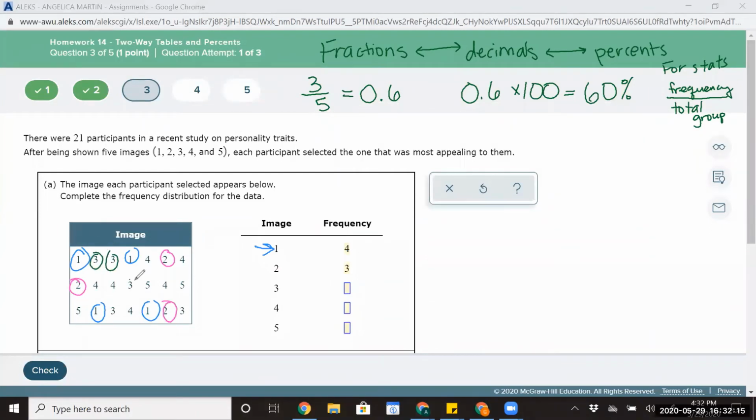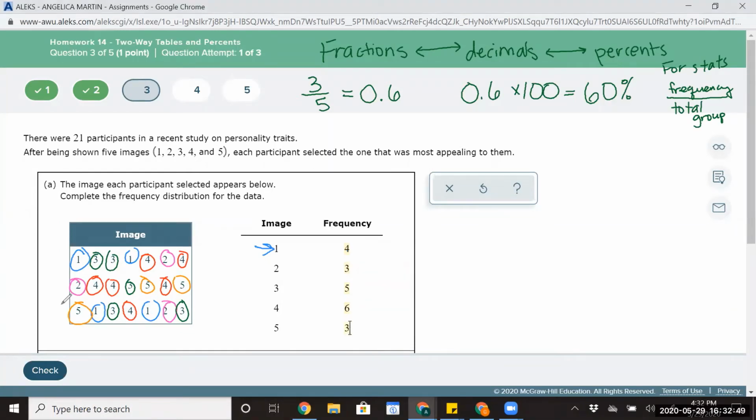1, 2, 3, 4, 5. And I think I've taken care of all the 3s. For 4, I've got 1, 2, 3, 4, 5, 6. Wow, 4 looks like it was pretty popular. And finally, I've got 1, 2, 3 for image 5.